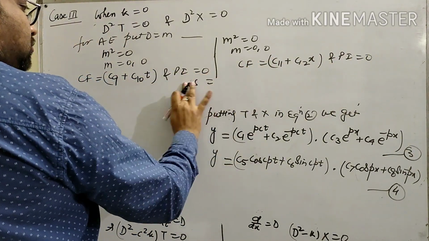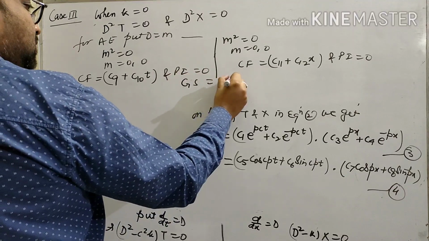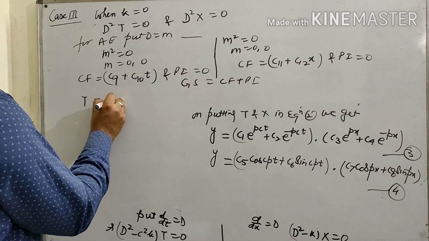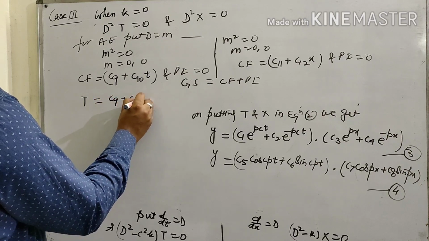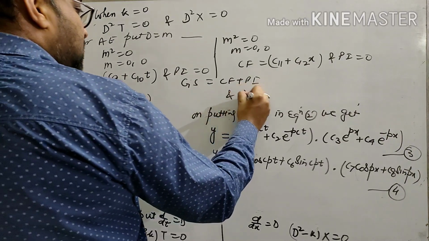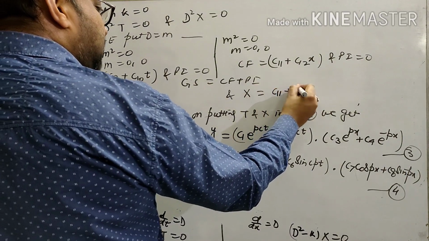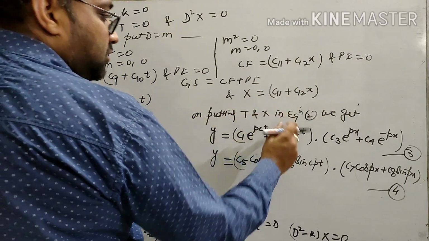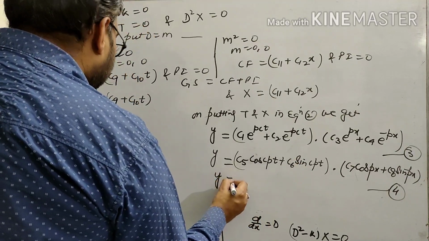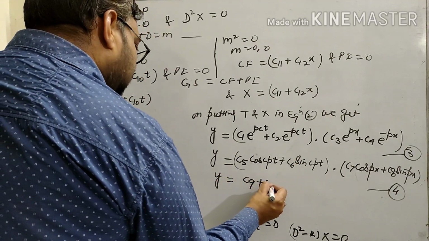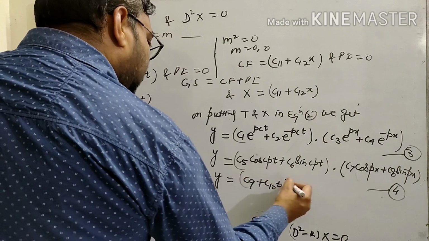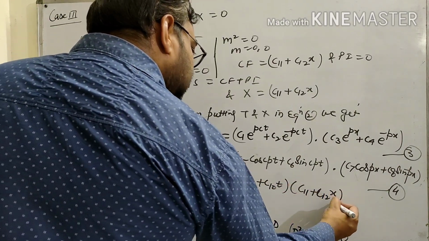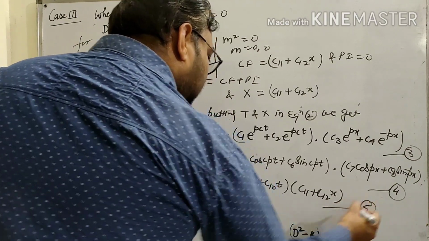So GS is equal to CF plus PI, or capital T is equal to C9 plus C10 t, and capital X is equal to C11 plus C12 x. So on putting T and X in equation number 2, we get y equals C9 plus C10 t into C11 plus C12 x. So this is equation number 5.